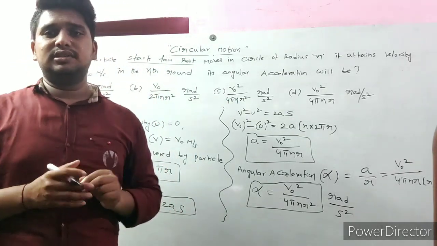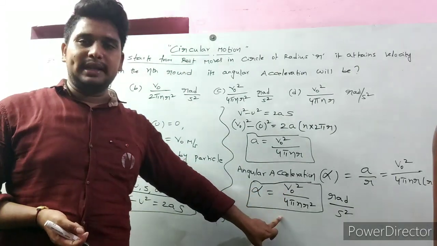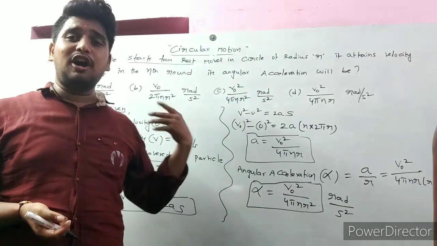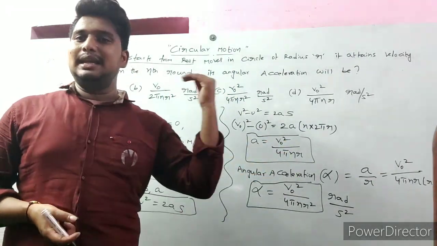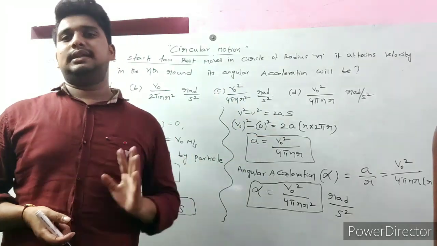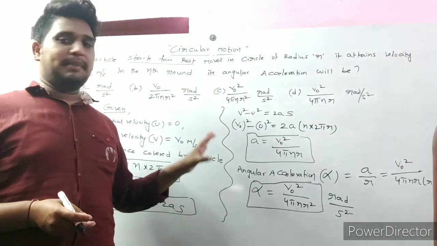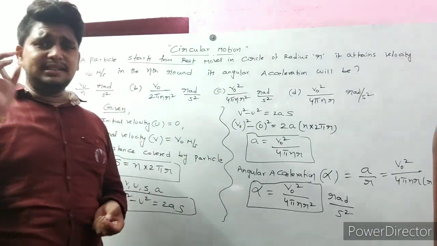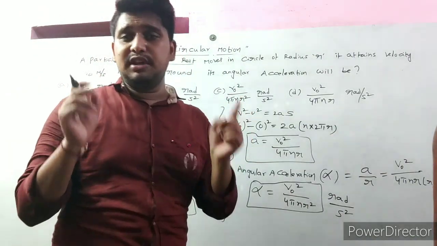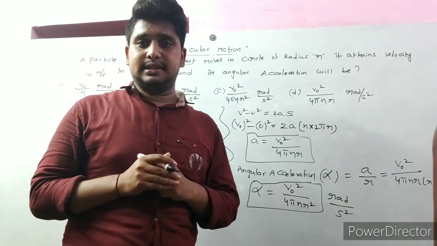So what is the solution for this question? The solution is v naught squared by 4 pi n r squared. What formula are we using in this question? Angular acceleration is equal to linear acceleration by radius. So this is the main solution. Here we have to apply the concept of the relation between angular acceleration and linear acceleration.